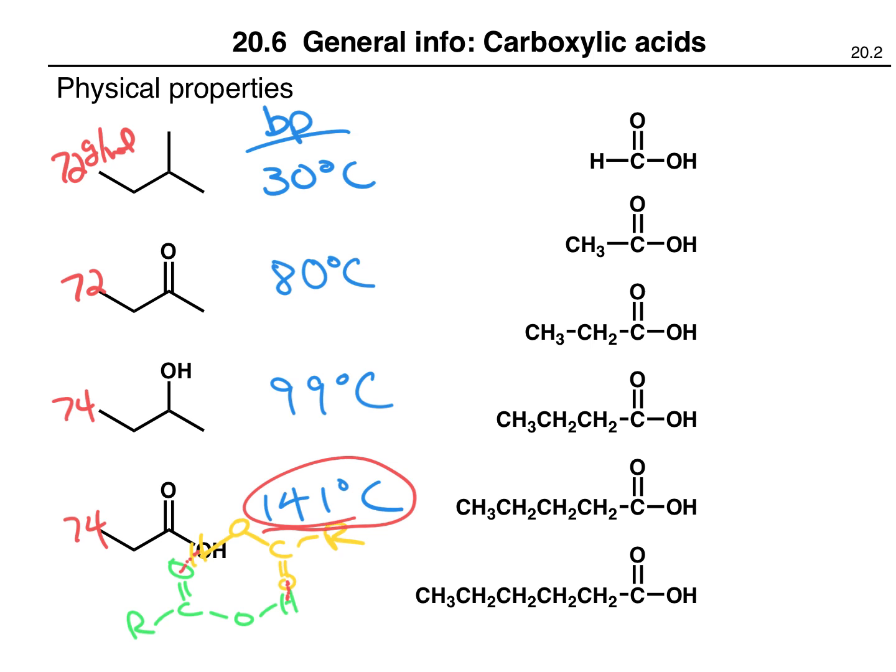Now, what happens as we increase in size and we look at the boiling point? So this is 100, 118, 141, 164, 187, and 205. So we can see that the boiling point continues to increase as the molecule gets bigger, but it becomes less about the carboxylic acid and more about the overall size of the molecule.